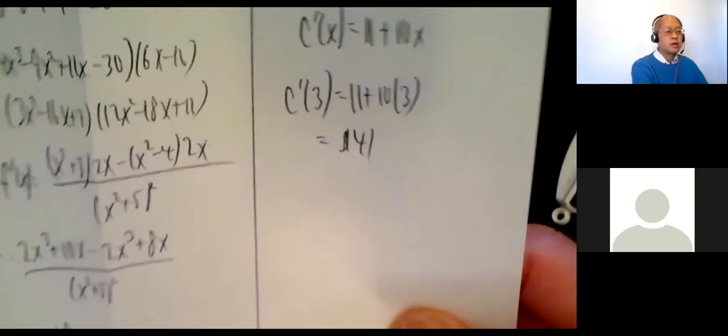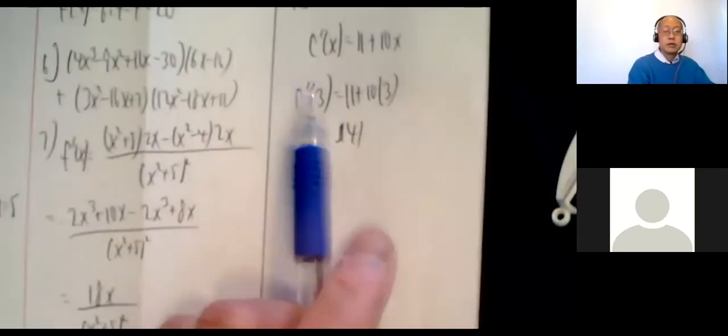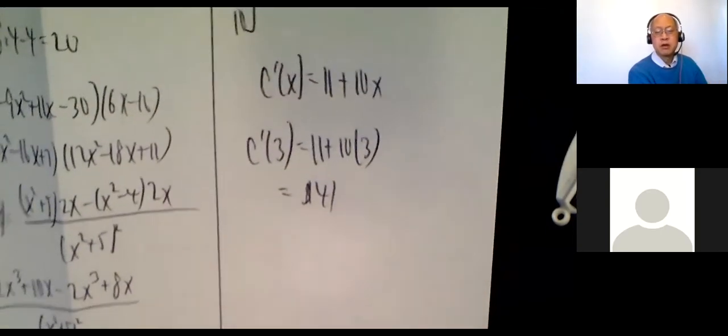Okay, number 10. As for marginal, marginal means derivative. Pick the derivative, plug in 3. Derivative is 11 plus 10x. Plug in 3, 11 plus 30, $41.